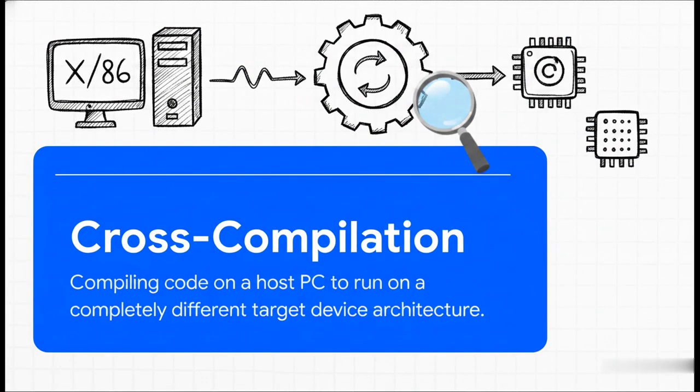Now, the really wild concept here is cross-compilation. Think about it. Your host PC probably runs on an Intel or AMD processor, right? An x86 architecture. But the code you're writing is meant for a totally different architecture, like an ARM chip. It's literally like writing a complex instruction manual in English on a standard PC, but specifically formatting it for a microchip that only reads binary. The cross-compiler does all that heavy translation lifting for you.